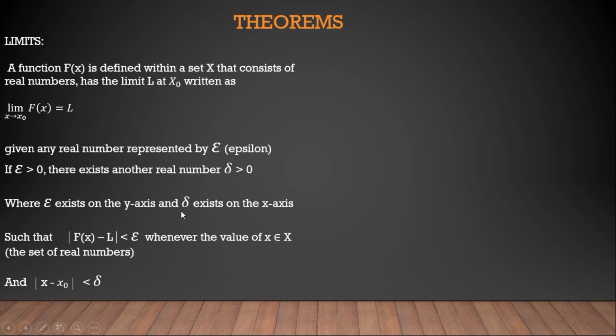Okay, so let's go back to our actual definition. Given any real number epsilon, if epsilon is greater than 0, meaning it's positive, there exists a real number delta, which is also greater than 0, where epsilon exists on the y-axis and delta exists on the x-axis, such that the absolute value of f of x minus the limit itself is less than the epsilon value whenever x is a member of the set X of real numbers and the absolute value of x minus x naught is also less than delta.